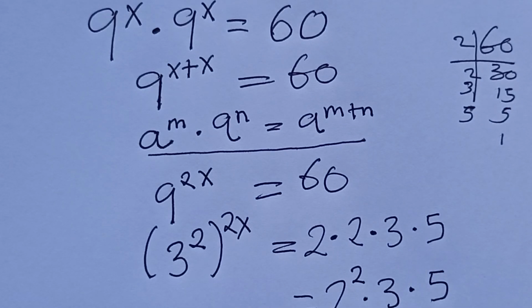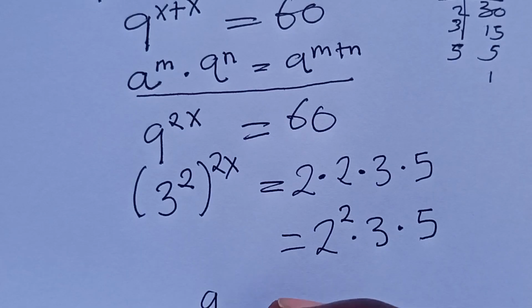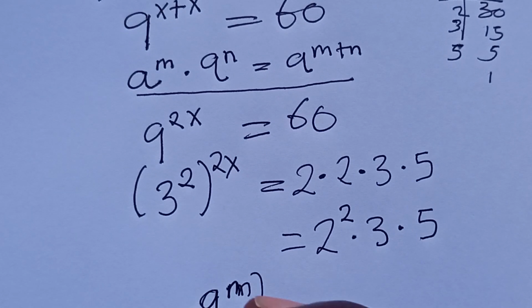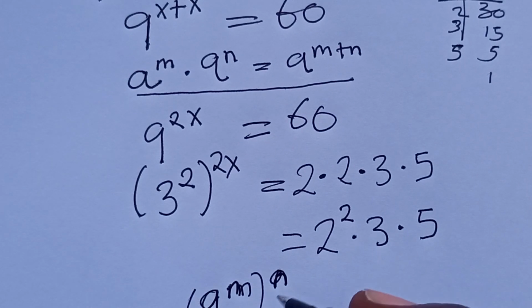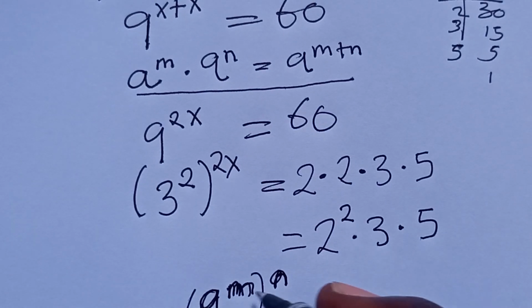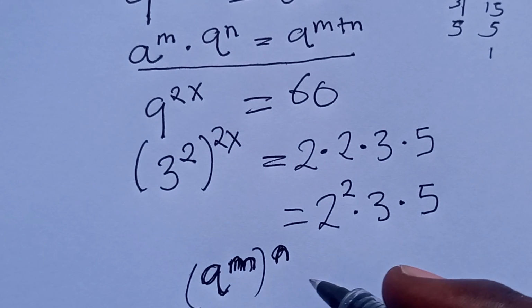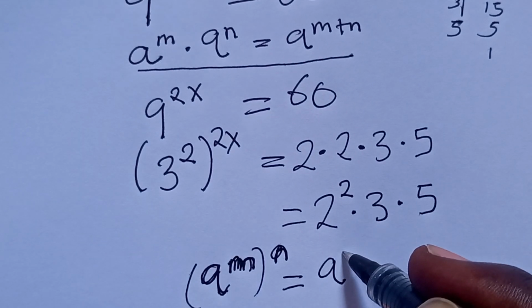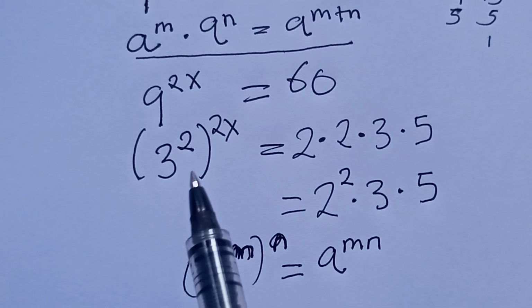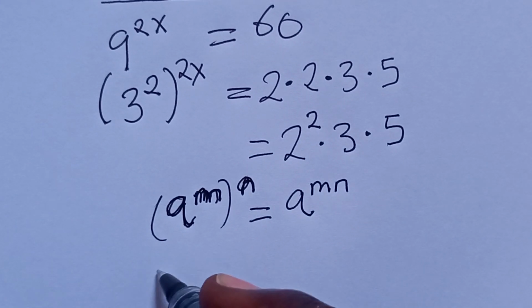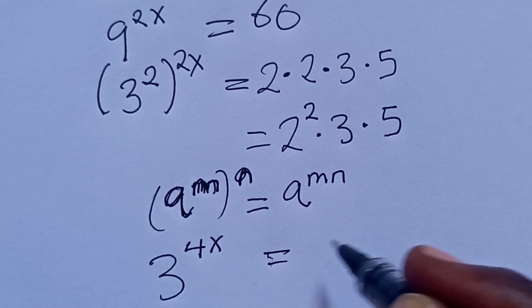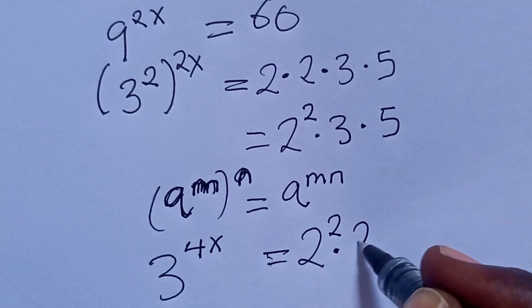While at the left hand side, remember that when we have a to the power of m, all to the power of n, that is the power of a power law. a to the power of m, all to the power of n, is the same thing as a to the power of mn. So let's apply the power of a power law here. That is, we'll now have 3 to the power of 4x equals 2 to the power of 2 times 3 times 5.